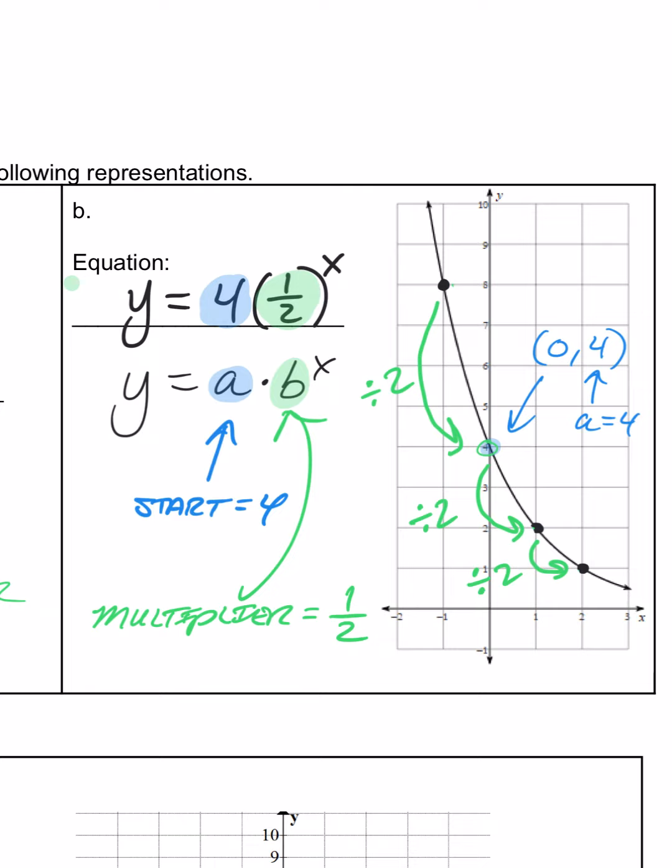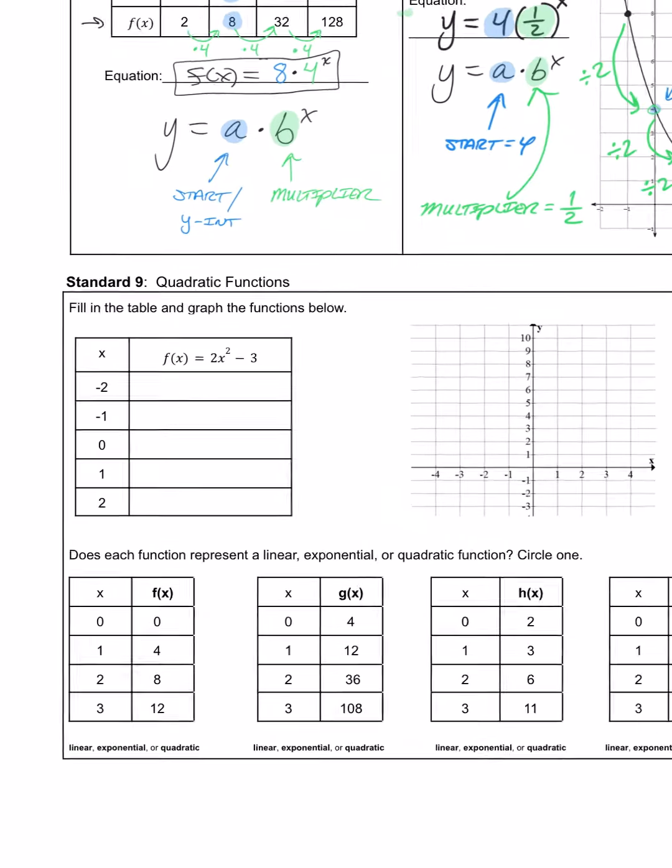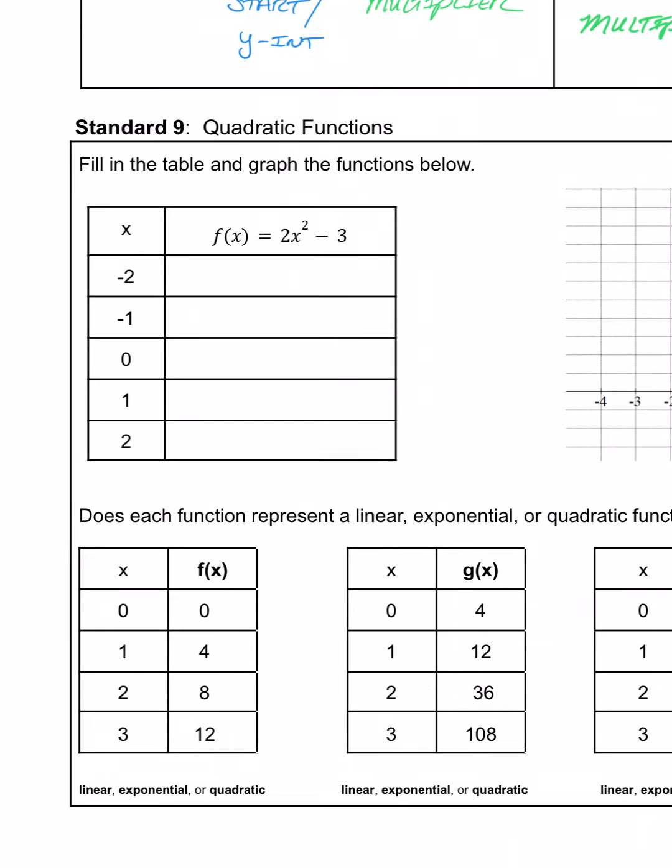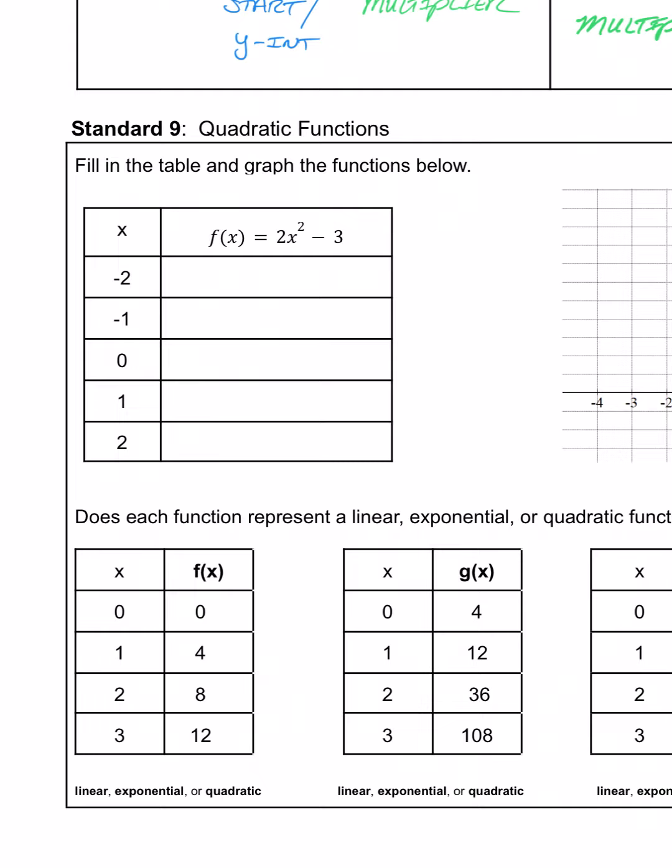Okay, let's go to the next standard. The next standard is going to be quadratics, a little bit different. Quadratics, instead of looking like lines, which look like this, is what we studied in the first part. Lines look completely linear. Exponentials go up, up, up, or down, down, down. Quadratics look like this. They look like U's.